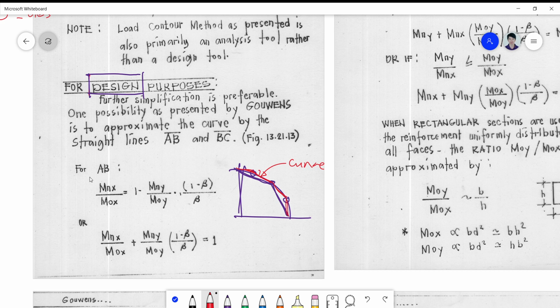Okay, so for AB, C, the formula becomes this one. This is dimensionless. This is MNX over MOX, and this is MNY over MOY. Okay, so MNX over MOX, MNY over MOY. So if I get this equation here, this is my intercept. Okay, this is my intercept.